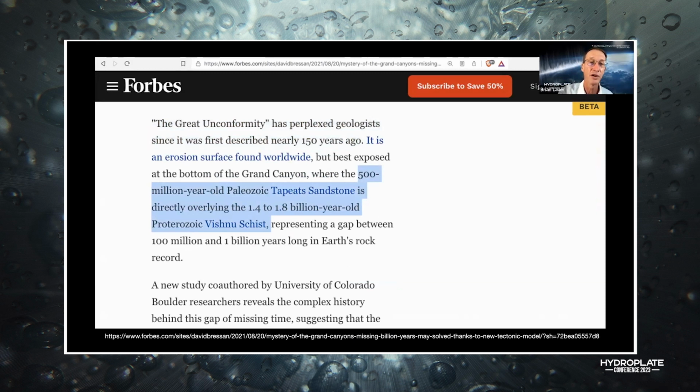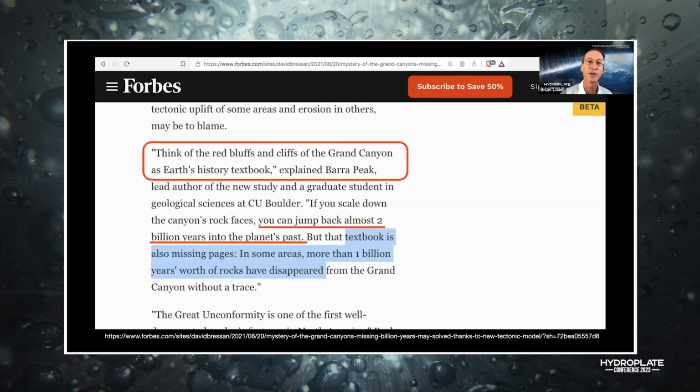500 million year old Tapeats sandstone is directly overlaying the 1.4 to 1.8 billion year old Vishnu schist. Yeah, 500 million years. So there's no sediment that was missing for a billion years. And they go on to just think of the red bluffs and cliffs of the Grand Canyon as Earth's history book. You can jump back almost 2 billion years into the planet's past.